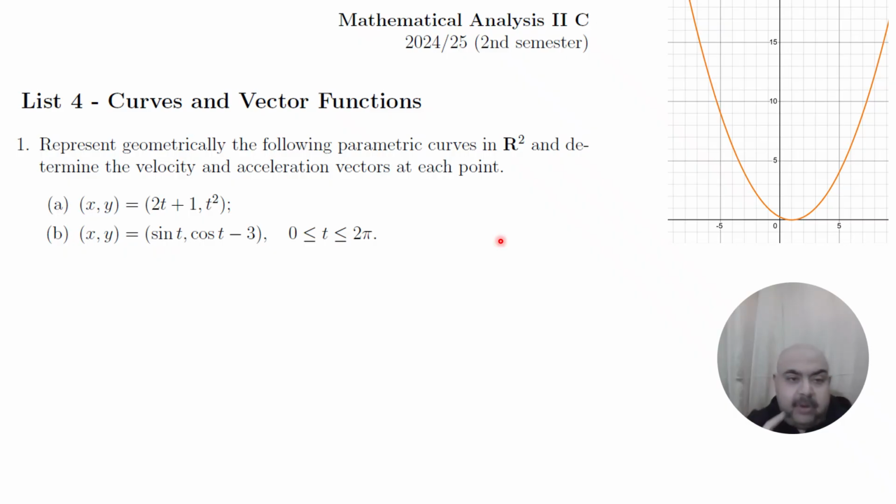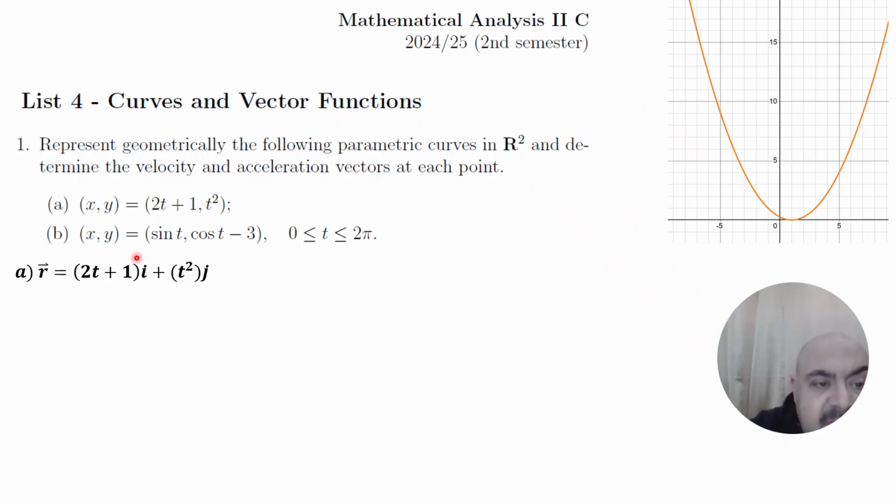So once more, if I want to get r of t, it's going to be really very simple. R of t is going to equal 2t plus 1 in the direction of i and t squared in the direction of j. That's the representation of the first function, but in vector form.